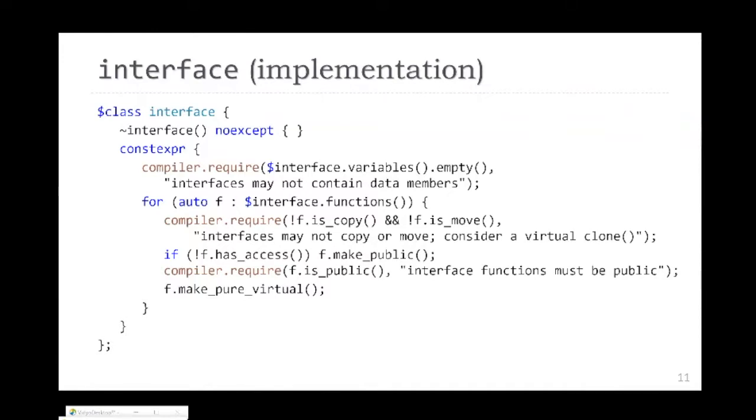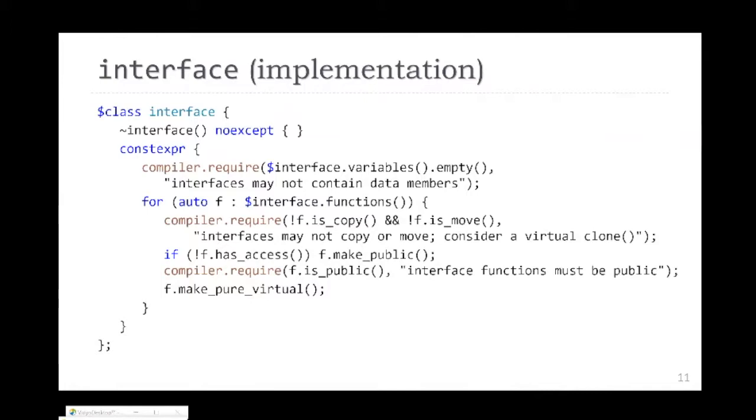There should be no instance members. It should be zero-sized. And an empty base class is what it's intended to be. And if there are any, I'll emit the error using the compiler's own diagnostics. Hey, interfaces may not contain data members. If that succeeds, that interface variable is empty, then I'm going to go through this regular looking for loop. And notice when I say $interface in these two places, that's just reflecting over this type that I'm instantiating, that I'm defining. So I'm reflecting over myself.